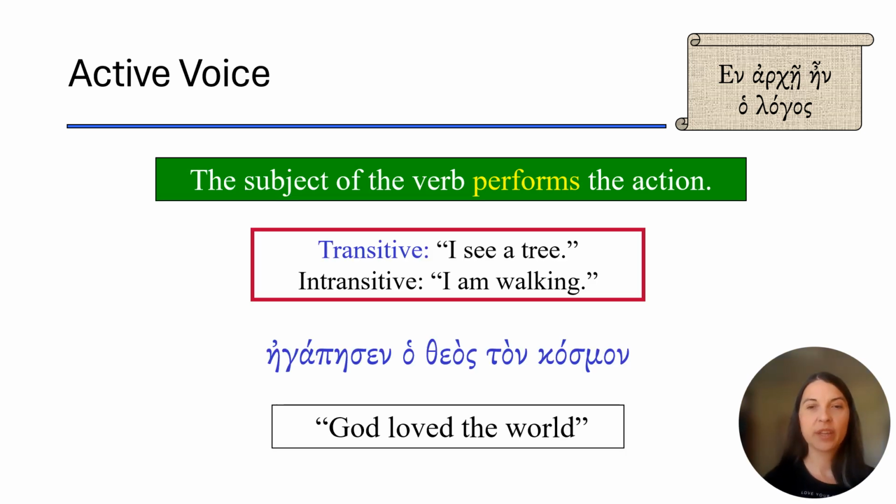In the active voice, you can have transitive and intransitive action. Transitive action can take a direct object. So in this example, "I see a tree." Intransitive action cannot take a direct object. So "I am walking" would be an example. From the Greek, it says "God loved the world." This is transitive and it's taking an object.